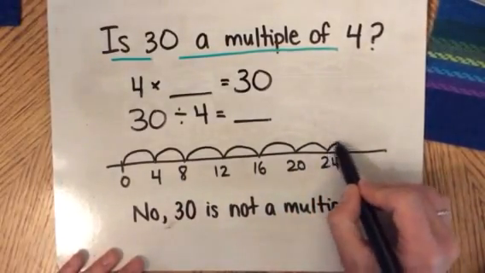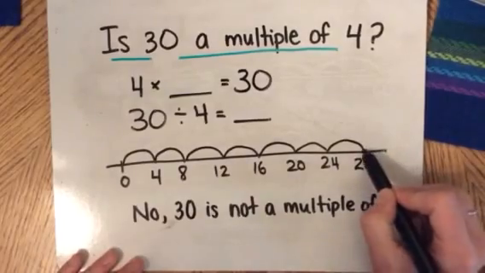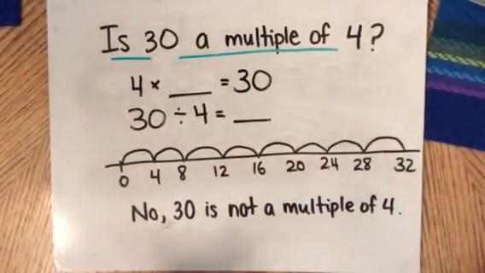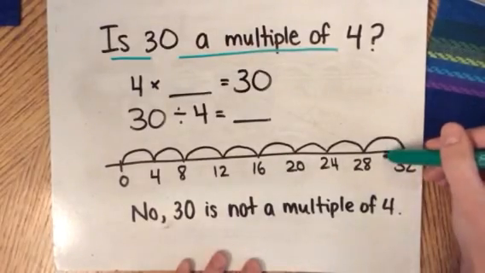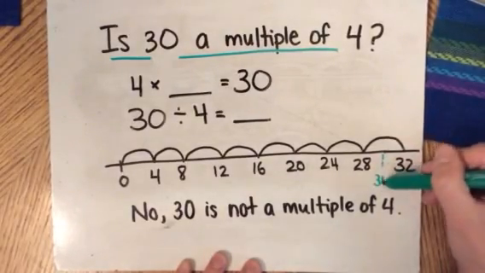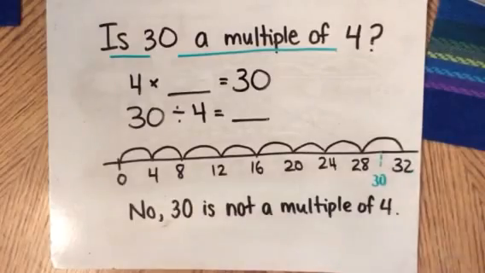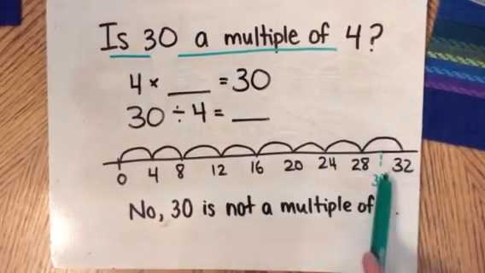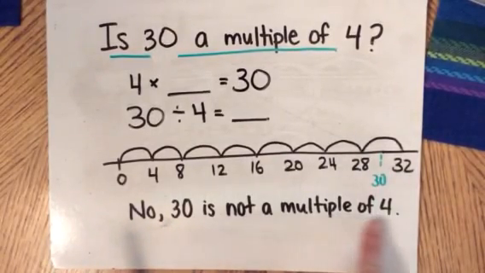24, 28, 32. Uh-oh! Look what happened. I passed 30. 30 is right here. But was I able to land on 30? Nope, I was not. So there is nothing I can multiply by 4, that's a whole number, that will get me to 30. So 30 is not a multiple of 4 because I cannot multiply anything by it and get a product of 30.